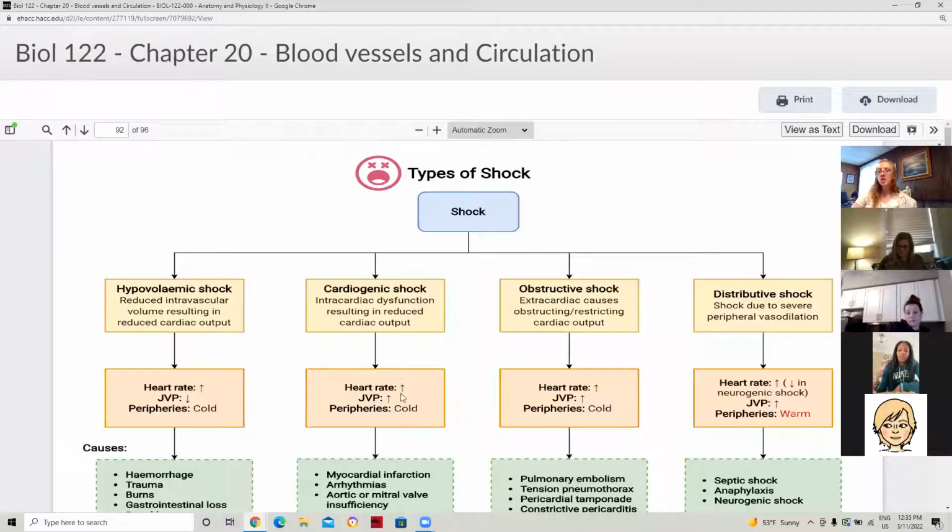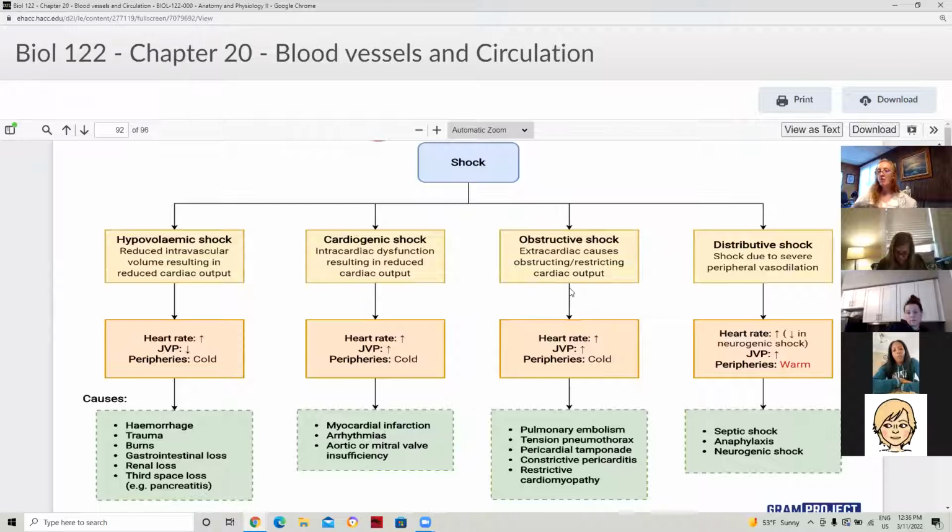So cardiogenic shock: increased heart rate, increased pressure, and the peripheral organs are cold. Obstructive shock is caused by obstructing or restricting the cardiac output. Do you see a trend here? All of these shocks are the result of reduced cardiac output. The heart rate goes up, the blood pressure goes up, and the peripheries are cold.